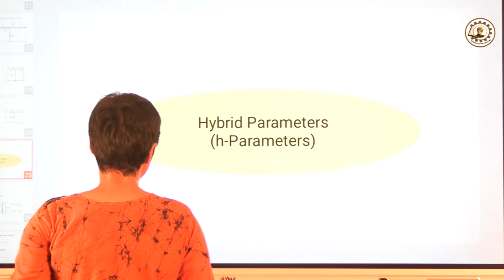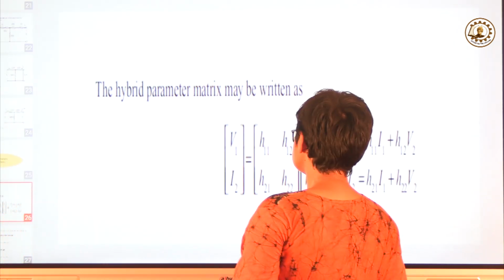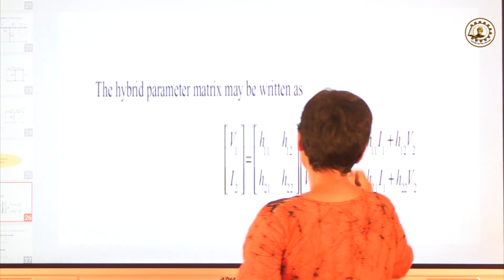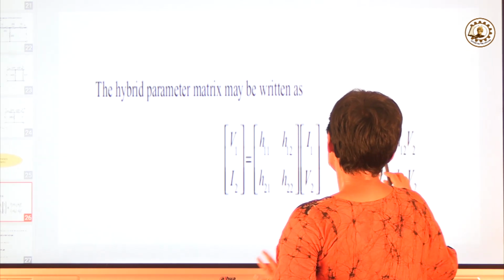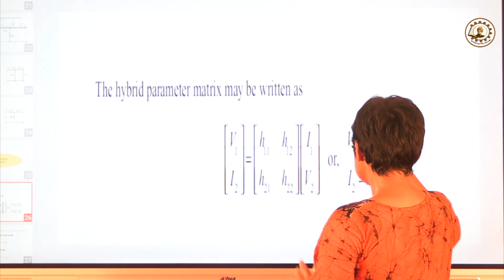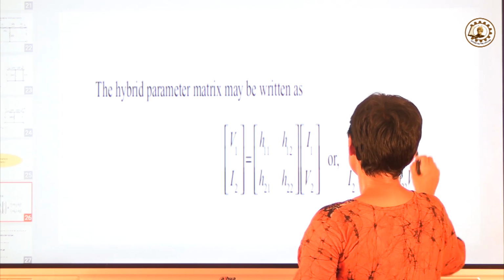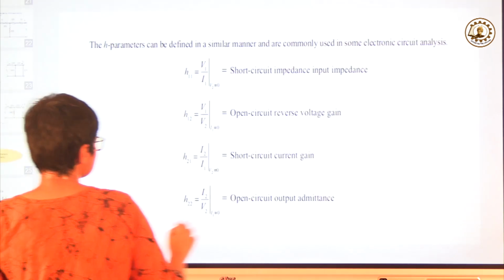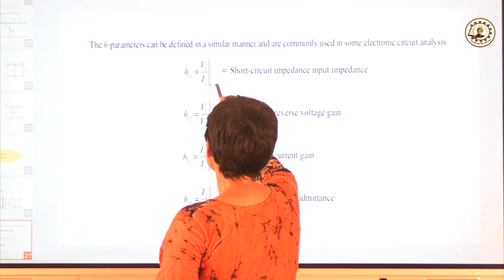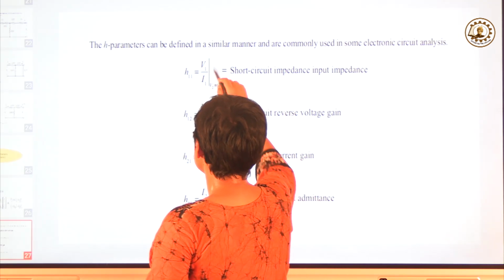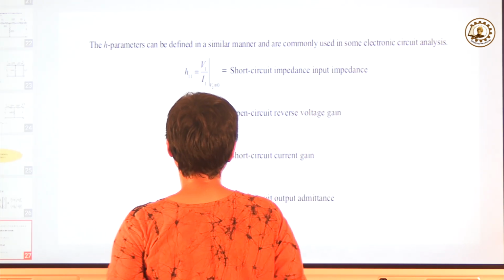Next is the hybrid parameter, H parameter. Similarly, the H parameter matrix can be written as this. V1 equals H11 I1 plus H12 V2. So if we have to find H11, we will have to make V2 0. So H11 equals V1 by I1 at V2 equals 0. Since V2 equals 0, this is a short circuit, and since it is a ratio of voltage and current, this is impedance. So short circuit input impedance.